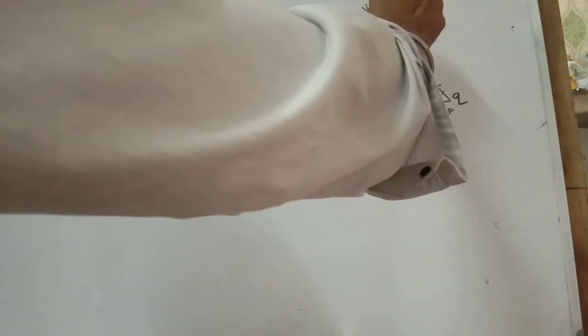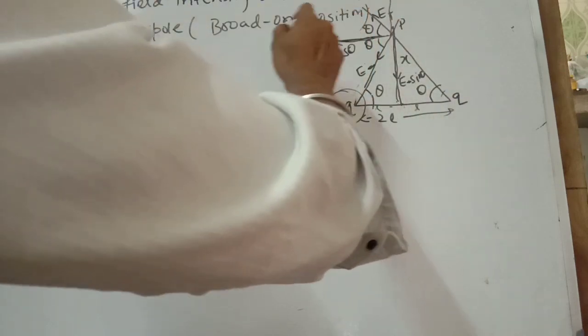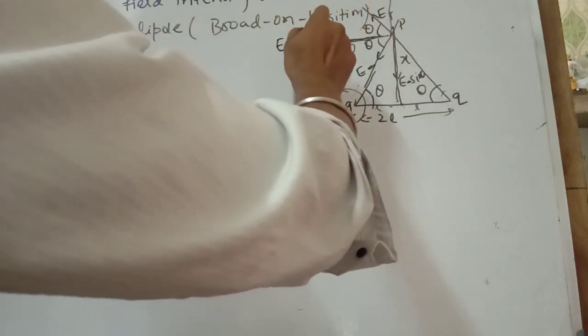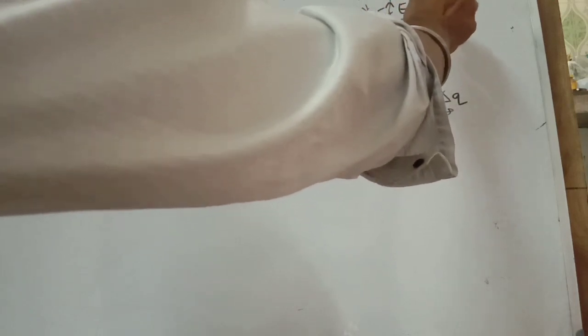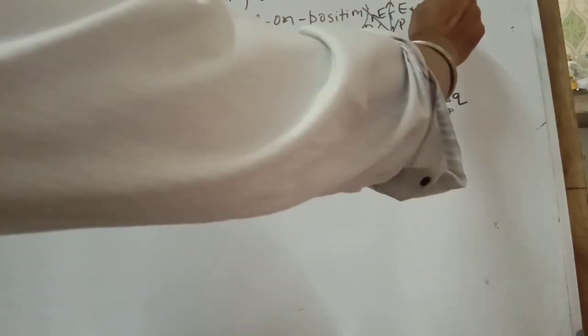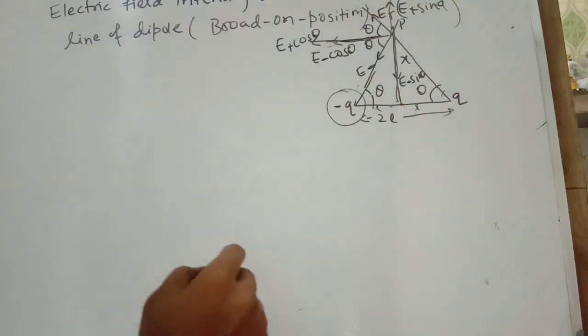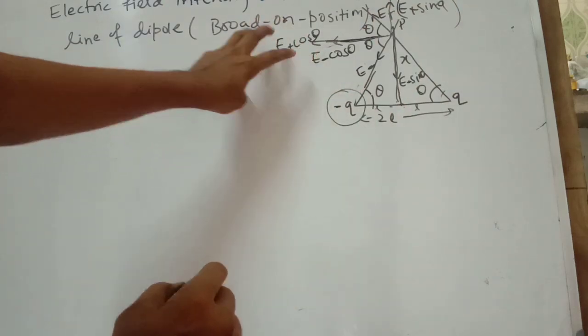Again we will break this electric field into two components. Number one is E plus cos theta, and in the other direction E plus sin theta. Here the magnitudes of E plus and E minus are the same, and sin theta is the same, so this component cancels. So the net electric field due to the dipole is this one.